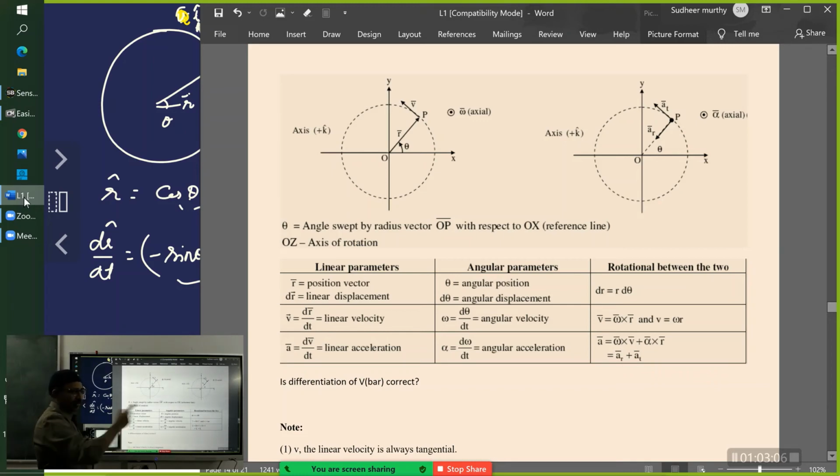Omega bar is equal to what, in terms of V and R? V bar into R bar? Cross product. V bar is equal to omega bar cross R bar, so omega bar is equal to what? R bar cross V bar. You will get omega bar. But will you write it like that? Will you write omega bar is equal to R bar into V bar?